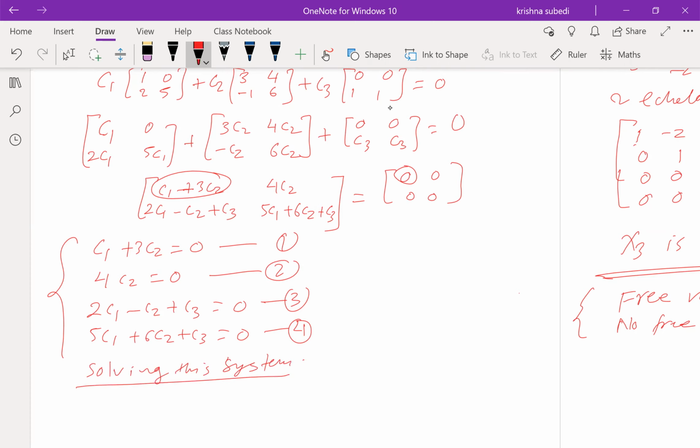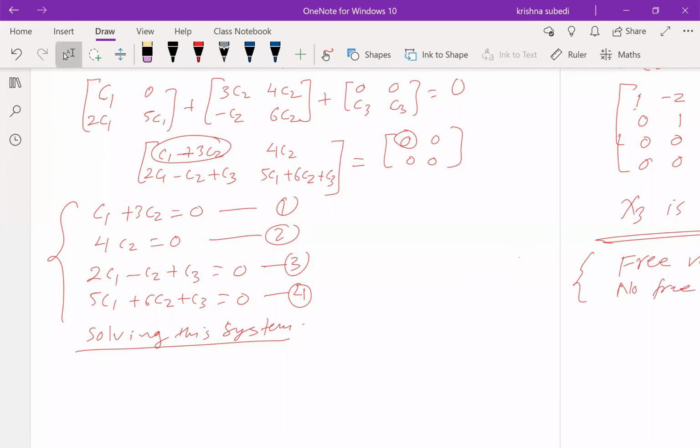Either you can use the augmented matrix, or I think the easiest would be the high school method if you like. Can you tell me the values solving this system? What do you get? C1 is what? C2 is what? C3 is what? C1 is 0, C2 is 0, C3 is 0. I want to check with other people if you get the same thing.